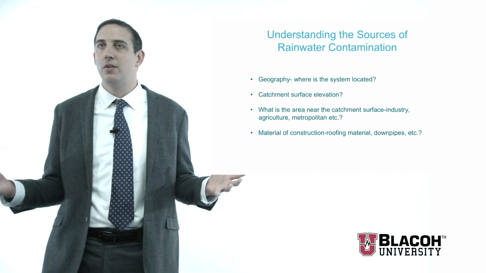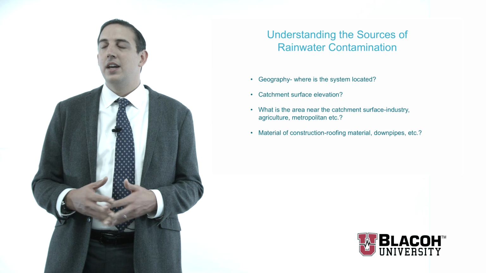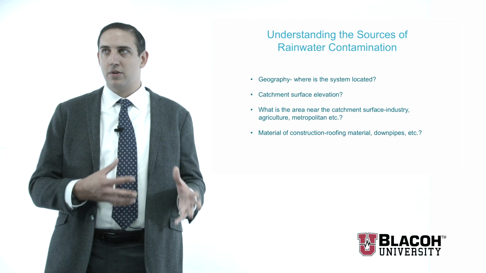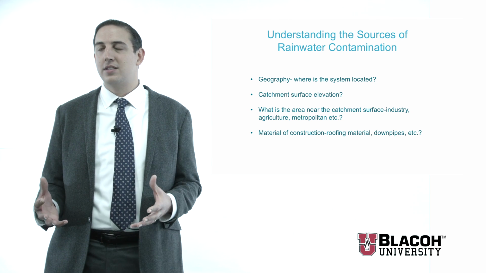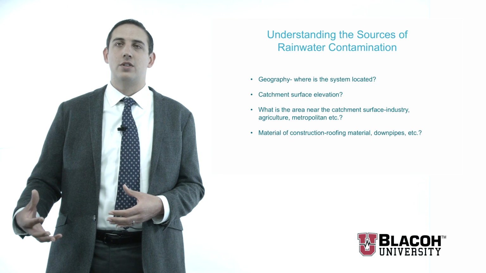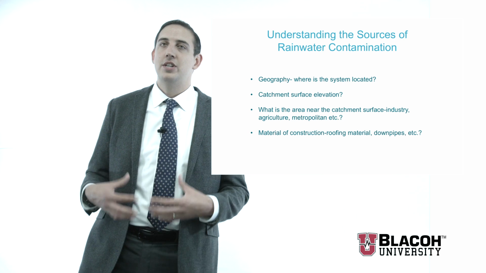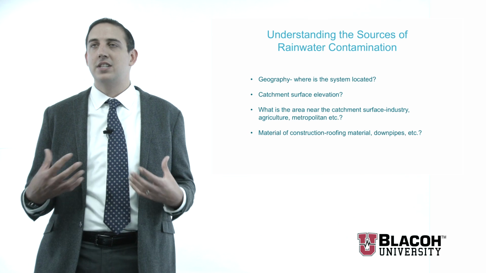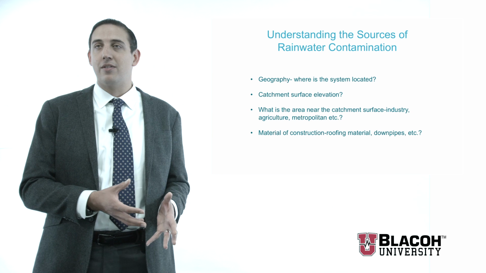So there are really 4 different things to look at, which are going to have an impact on the level of contamination. This is really only for rain and stormwater at this point. The first one is geography. Where is my system located? I talked briefly in the previous session about how geography plays into your rainfall, misting, heavy torrential downpours. Geography also plays into the level of contamination.